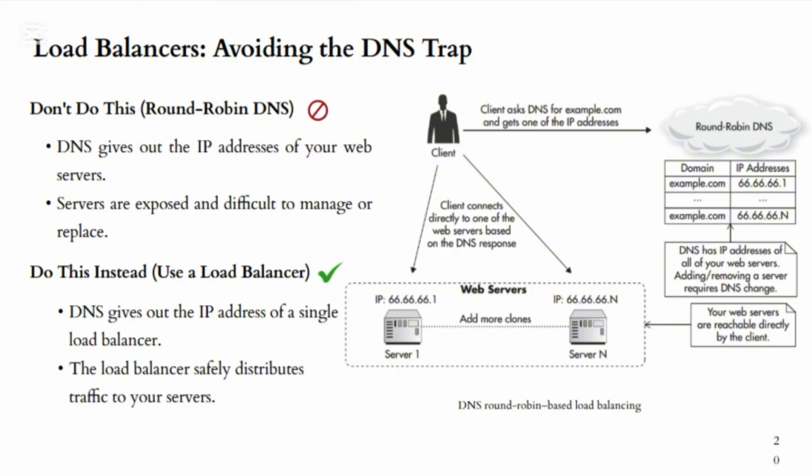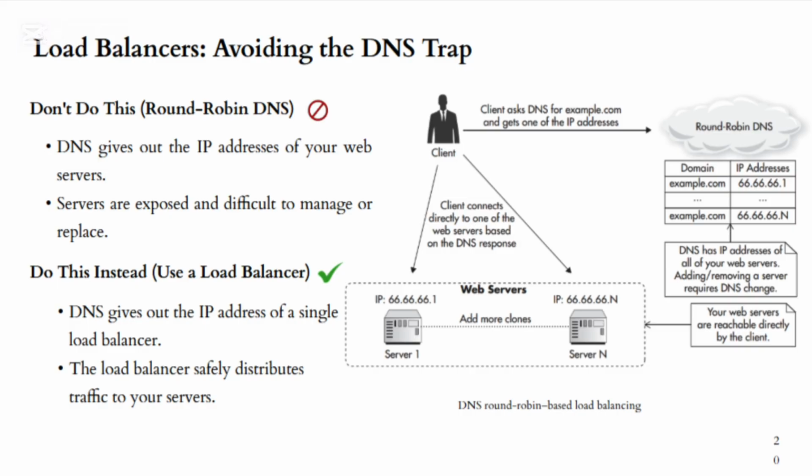Now let's move on to another important concept, DNS based load balancing and why it's not always the best option. Sometimes websites try to distribute user traffic using something called DNS round robin. Here's how it works. When multiple servers host the same website, the DNS server gives out different IP addresses for that website in rotation. So one user might be directed to server A, the next to server B, and so on.